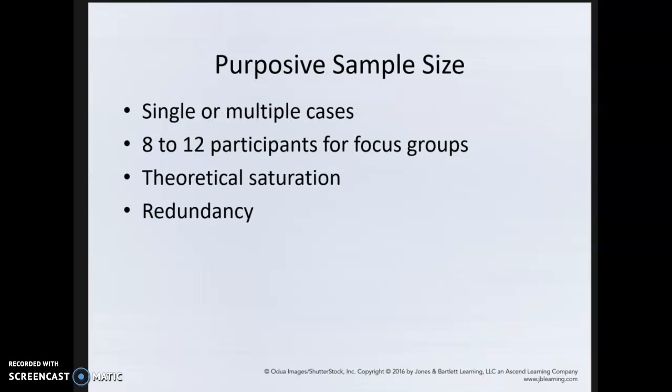When we're looking at sampling with a purpose, again back to those case studies, we may look at single or multiple cases. For focus groups, usually 8 to 12 is very appropriate. We have to make sure that the data is manageable, and it's very labor intensive when one analyzes qualitative studies. So we're looking at redundancy or that saturation as well.